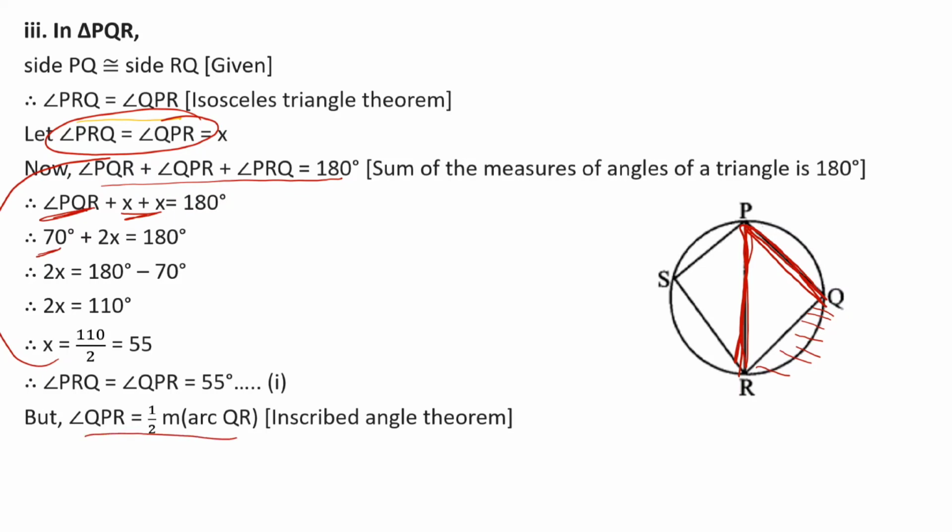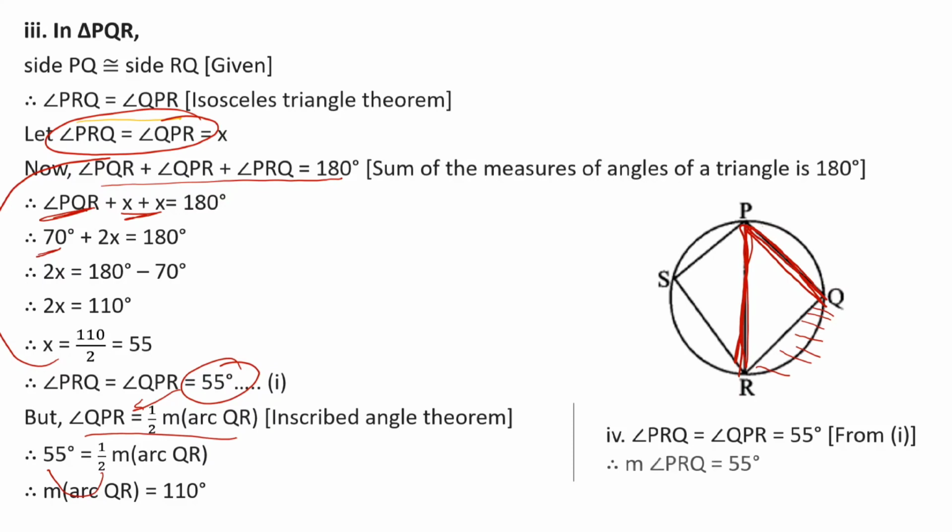Okay. Now I know the measure of angle QPR. It's 55 degrees. Can you see that? 55 degrees. So we will replace QPR by 55 degrees. So 55 equals 1 upon 2 times the measure of arc QR. Now we'll shift this to this side. So 55 into 2 is 110 degrees. Now you can see here the fourth one, PRQ and QPR both are equal to 55 degrees. Already we have proved it earlier. So the measure of our angle PRQ is 55 degrees.